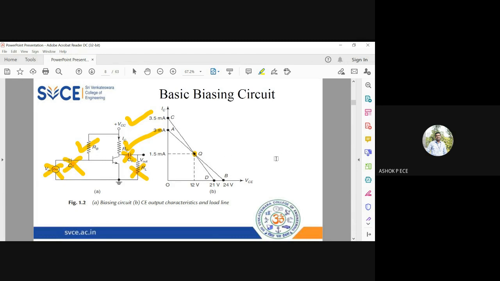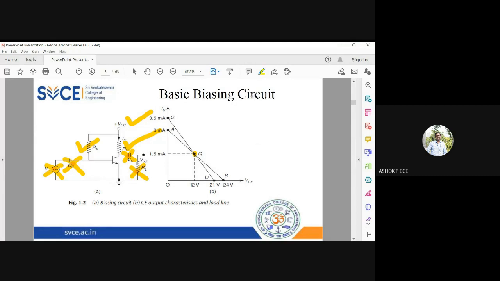Does anybody have doubts in the basic biasing circuit? This load resistance is optional. You can directly take output from the collector. If you want to specifically have a load resistance and measure Vout, you can do that. Otherwise, whatever you take from the collector is again your output voltage only.